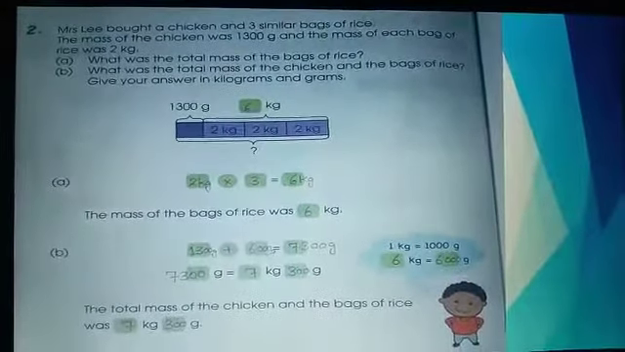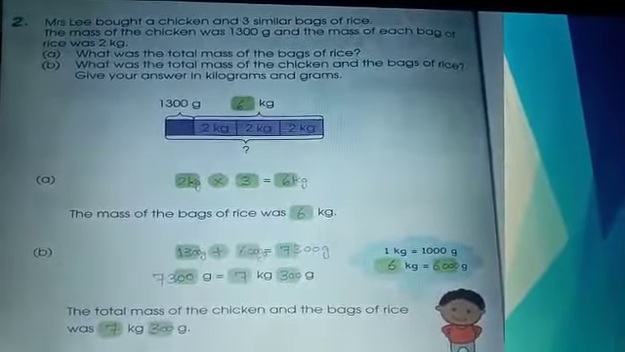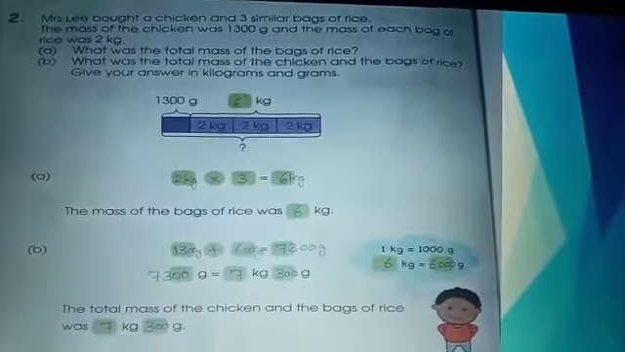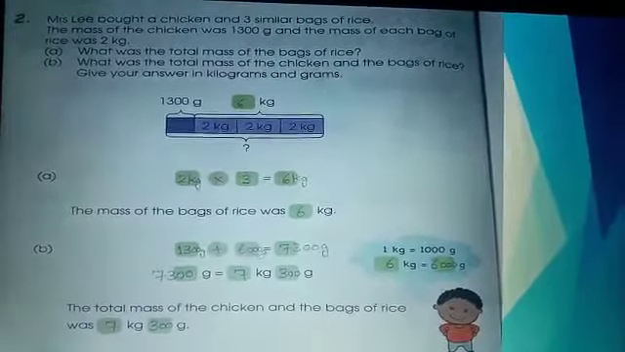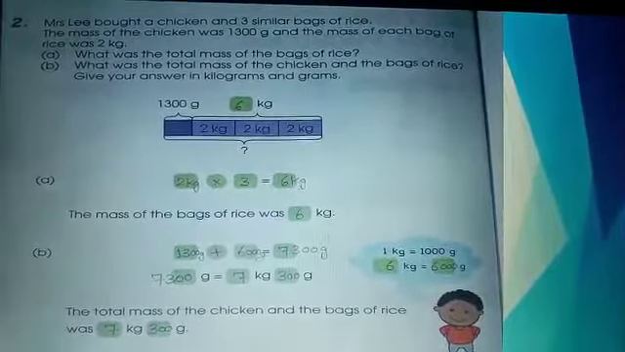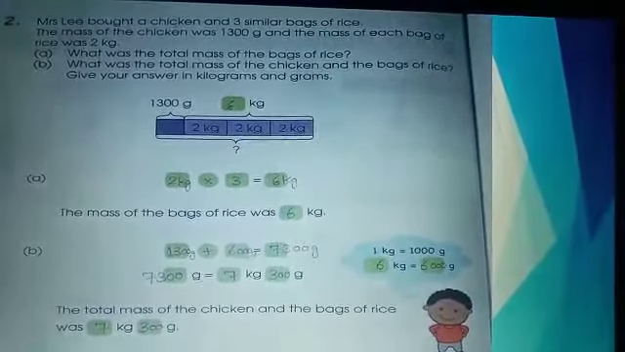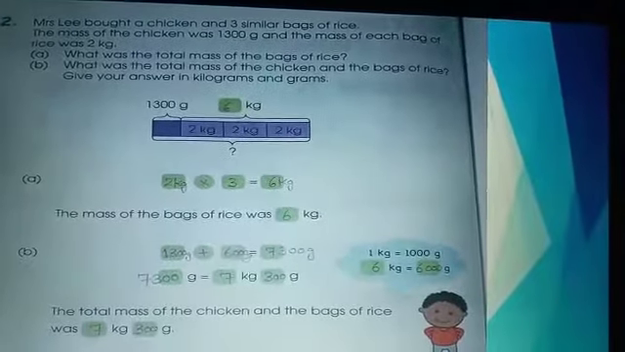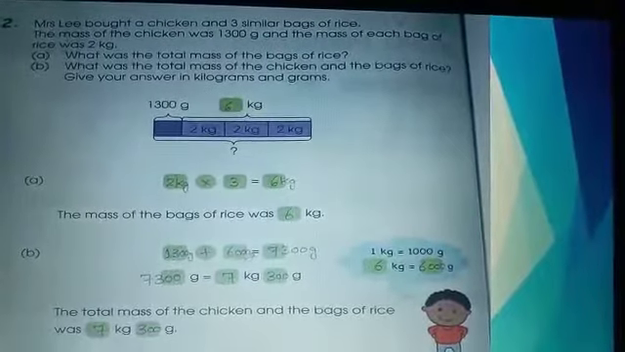In the second problem, Mrs. Lee bought a chicken and 3 similar bags of rice. The mass of the chicken was 1300 gram and the mass of each bag of rice was 2 kilogram. In A part, what was the total mass of the bags of rice? In B part, what was the total mass of the chicken and the bags of rice? Give your answer in kilograms and grams.